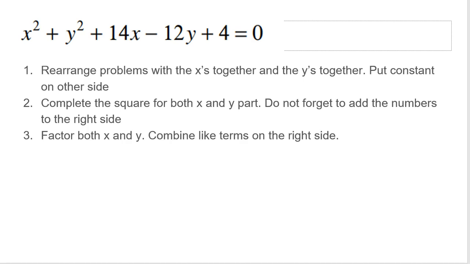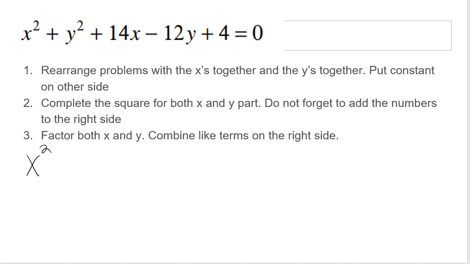So, these are my steps. And that's a problem I'm going to do. Alright, step number 1, it says rearrange a problem with the x's together and the y's together. Put constant on the other side. Okay, so the first thing I'm going to do is put x squared first.